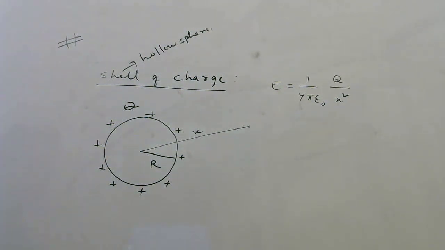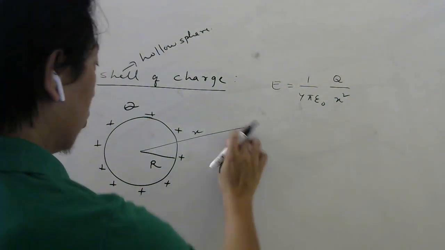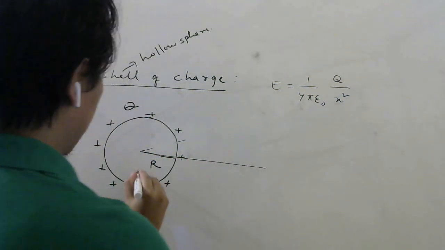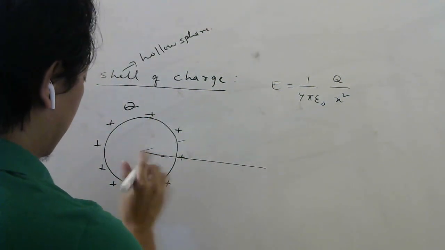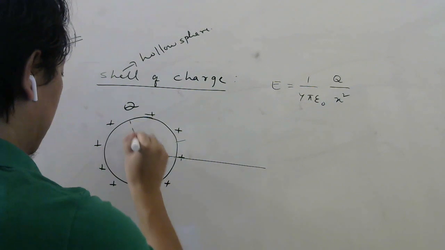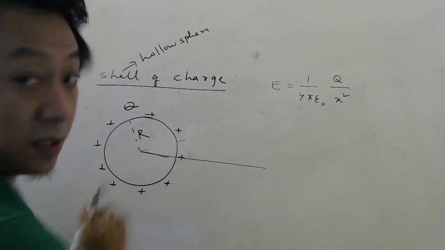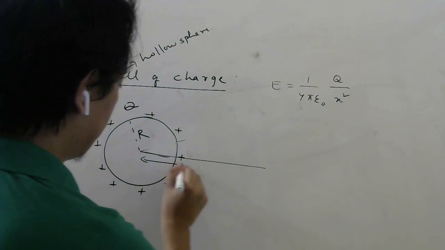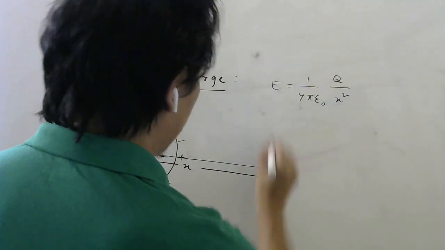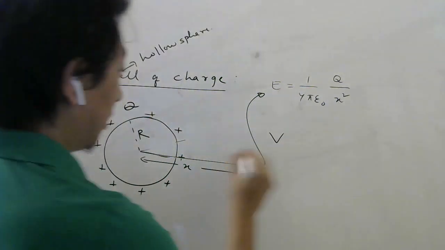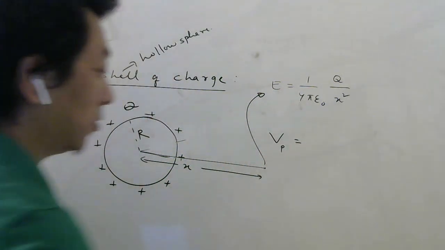Yes or no? Okay. Now, you can make this line this way also, no problem. So let us say, let me remove this capital R. Let me write capital R this side. So capital R is the radius of the shell. So at some distance x, this is your electric field. So to find potential at some point P, what should I do?